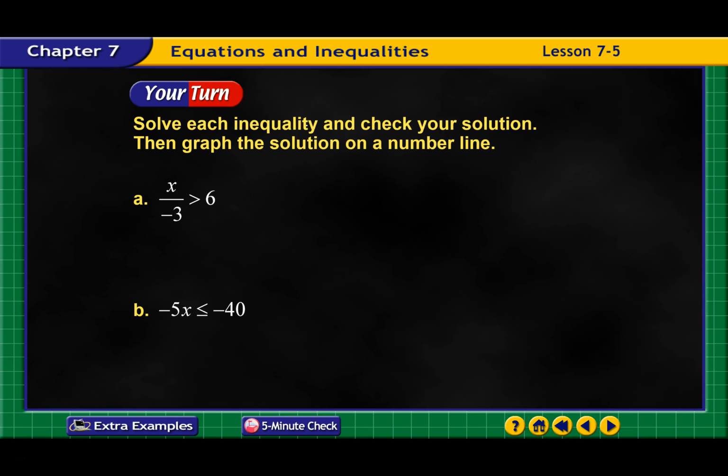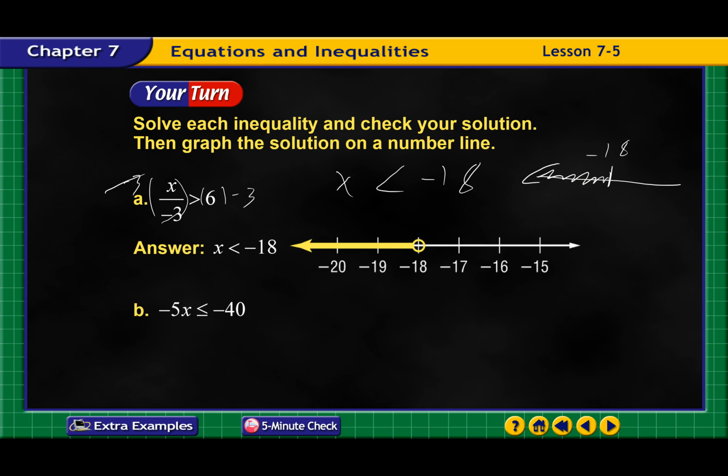All right, solve the inequality and check your solution, then graph the solution on a number line. Go. All right, so these are both negative ones, so we're going to have to worry about that. So I multiply by -3, multiply by -3, rewrite it flipping the symbol, x. We're going to flip the symbol, it's going to be -18. So to graph that on a number line, I'd have -18. Since x is on the left, I can just go with whatever direction it's pointing. It's a hollow circle and a squiggly line going this way. It'll look like that. Pretty close.